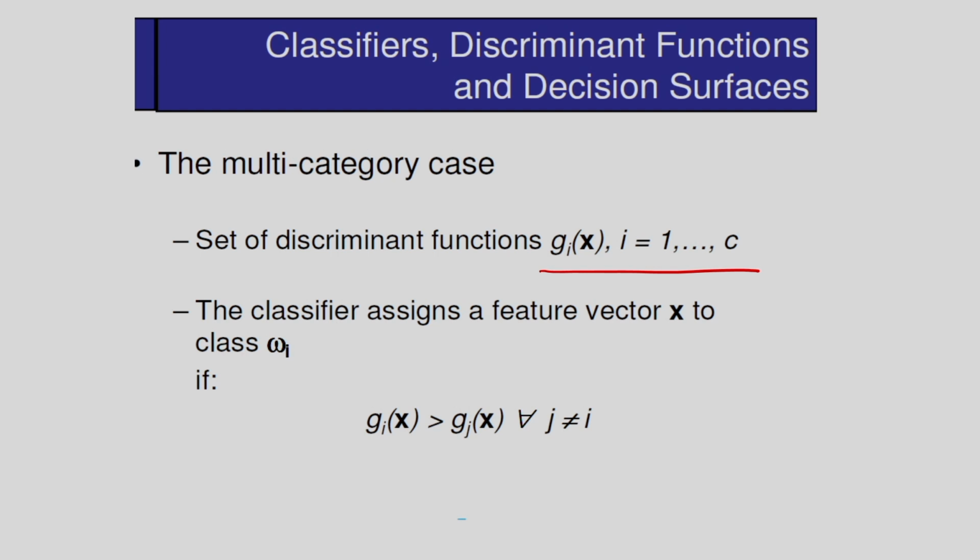The classifier assigns a feature vector x to a particular class. The class is, suppose, Wi if Gi(x) is greater than Gj(x) for j not equal to i. So based on the discriminant function, I can take a classification decision. That means if Gi(x) is greater than Gj(x), based on this I can decide the class. The class is Wi. That means the feature vector x will be assigned to the class Wi.